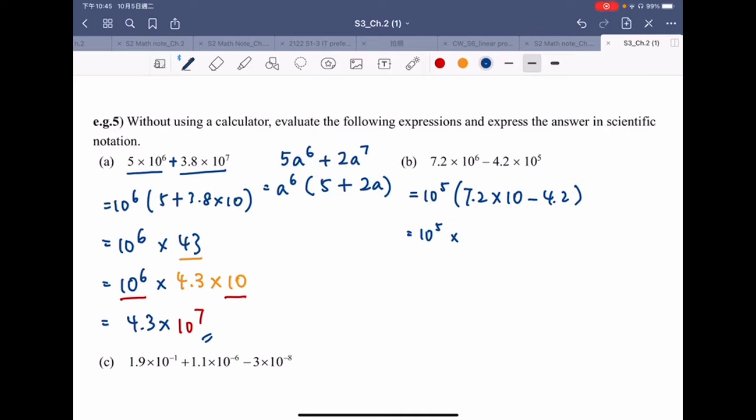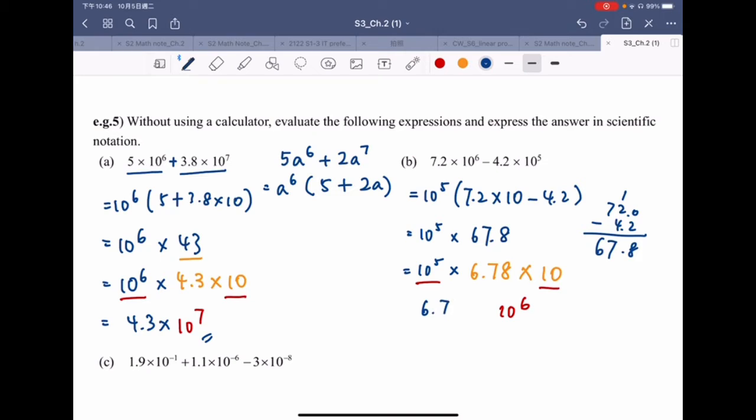So this one is 67.8. Again, it's greater than 10, so it's changed to 6.78 times 10. Again, these two group together, 10 to the power of 6. So that is the answer.